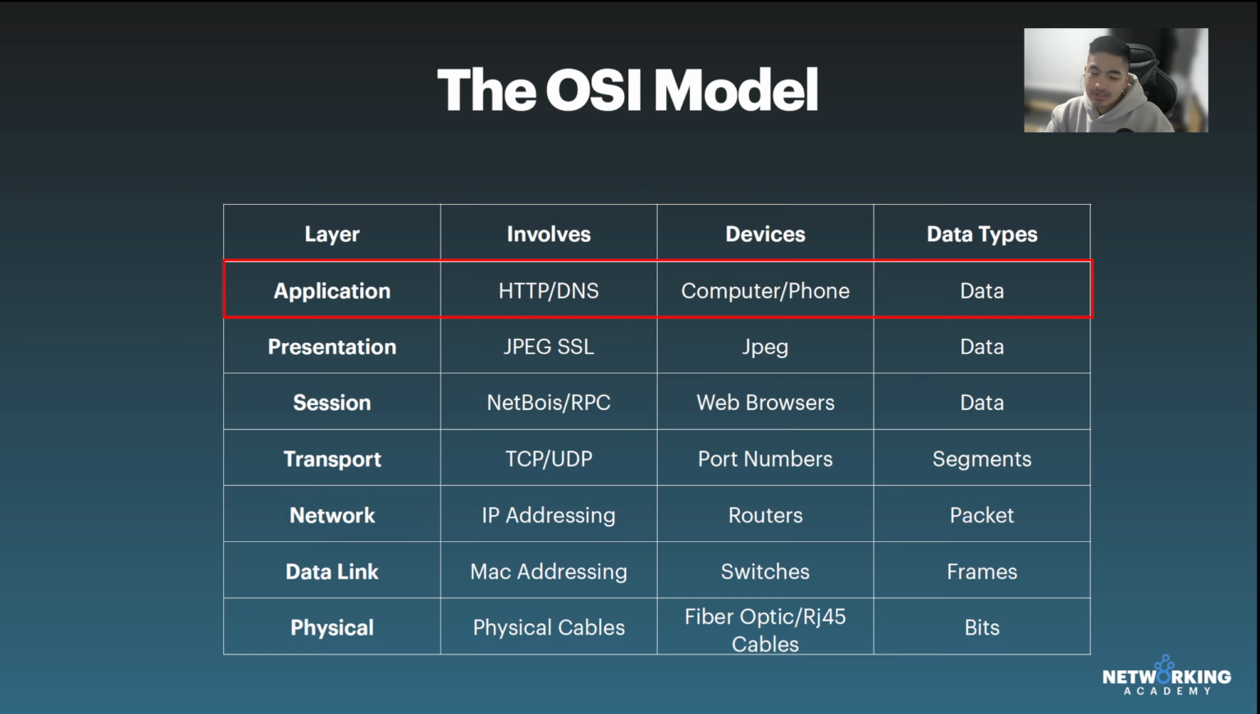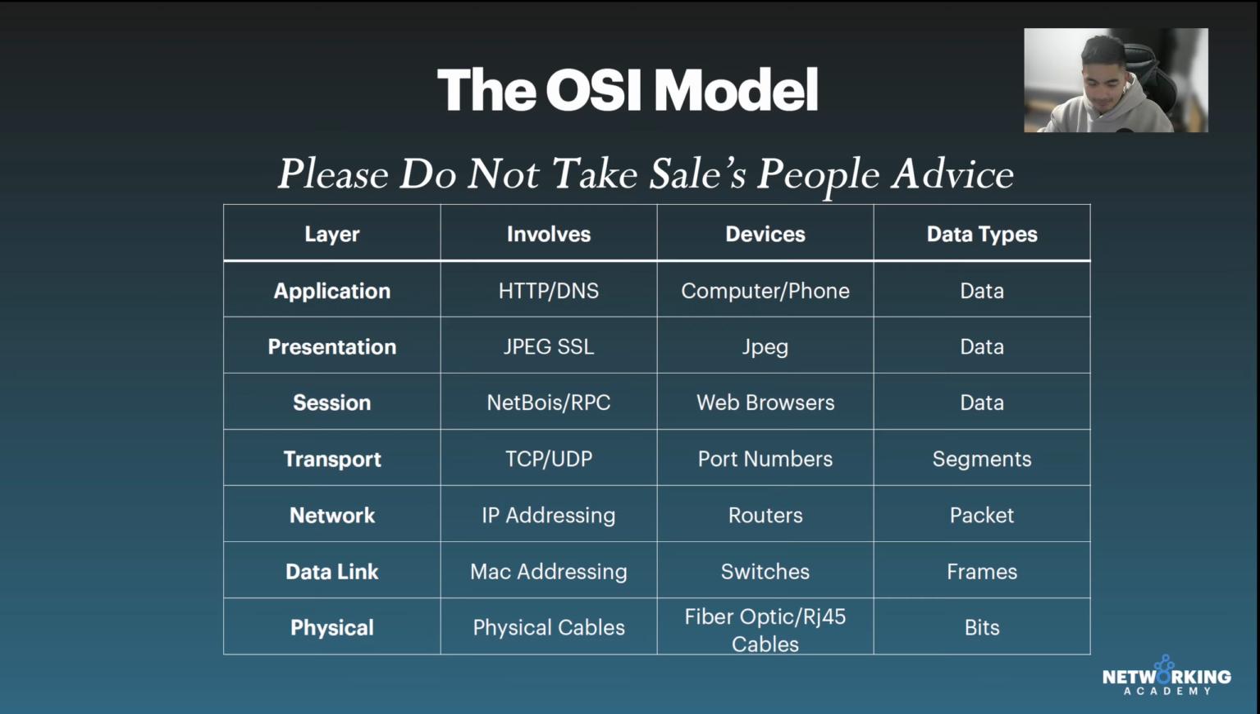So that's the 7 layers of the OSI model. The way I remember it is I think about the saying, please do not take salespeople's advice. That's how I remember it. You can come up with your own, but that's how I do it, to remind myself of the layers of the OSI model.